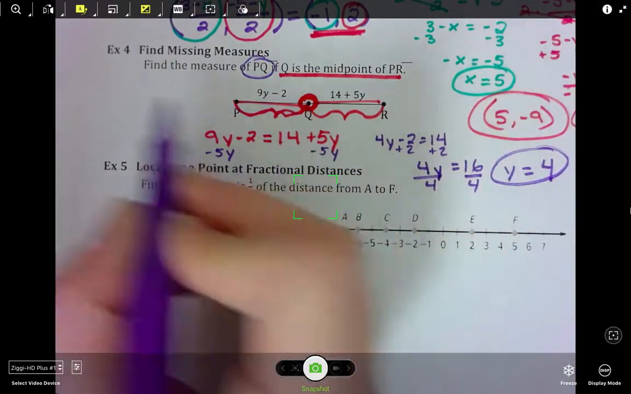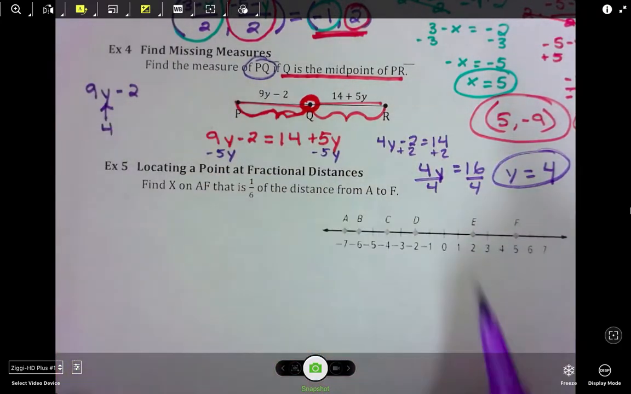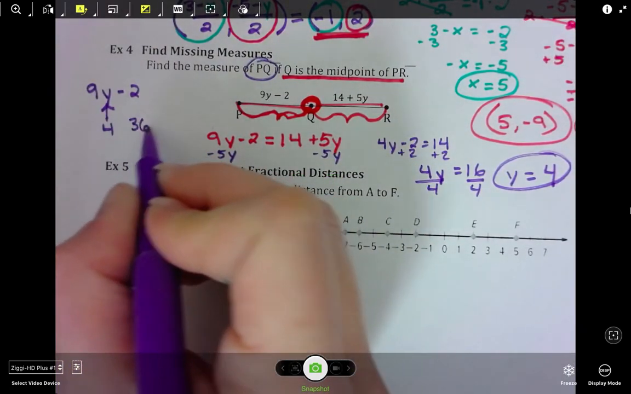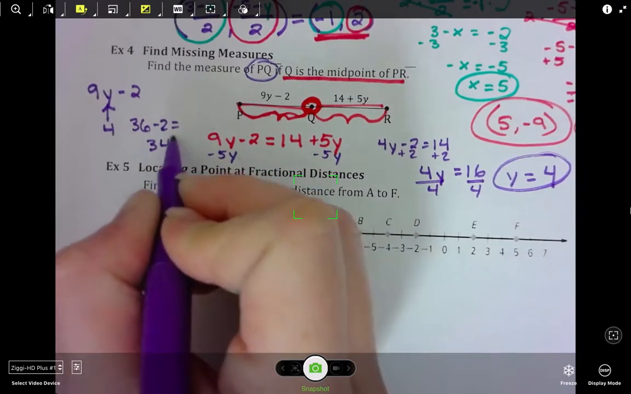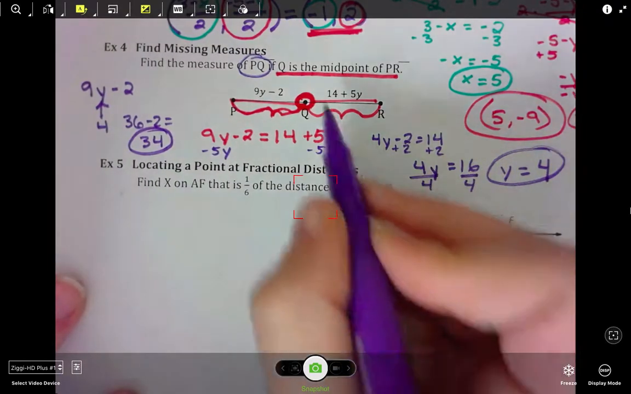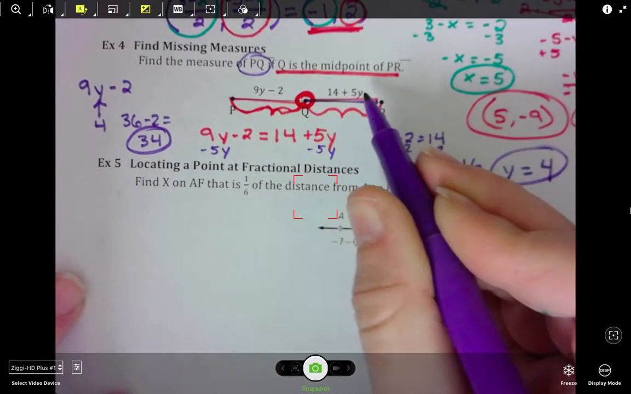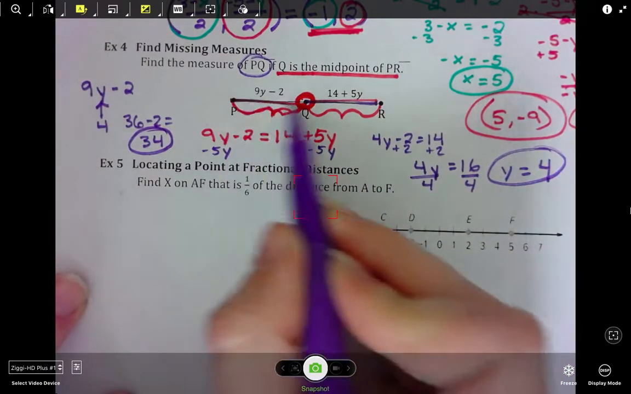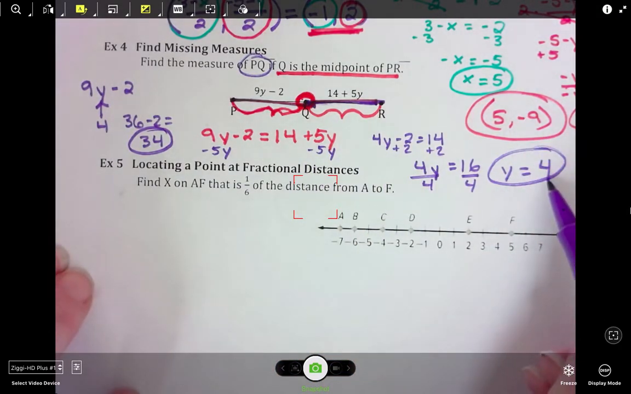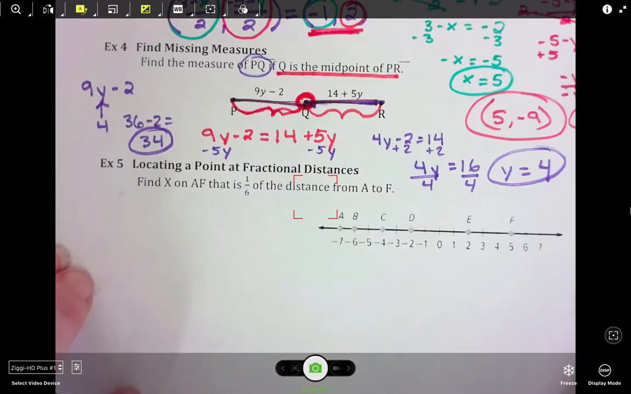So make sure you reread the problem at the end to make sure you're answering the question that it asks. PQ is 9y minus 2. I'm going to plug 4 in for y. 9 times 4 is 36, and 36 minus 2 is 34. So 34 is the measurement from P to Q. If they asked for QR, you're more than welcome to plug that 4 into the y expression here. But since this is 34 and Q is the midpoint, QR also has to be 34. You don't have to plug the 4 back in; it's going to be the same.